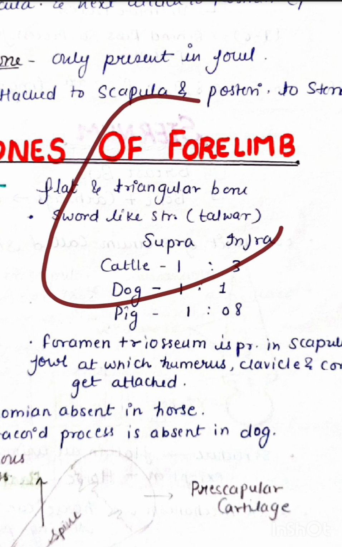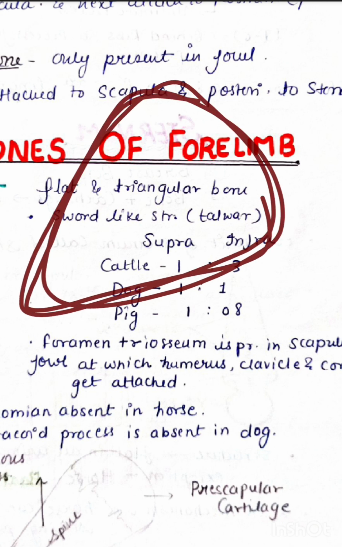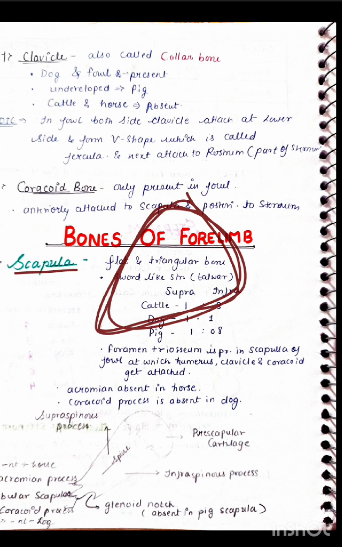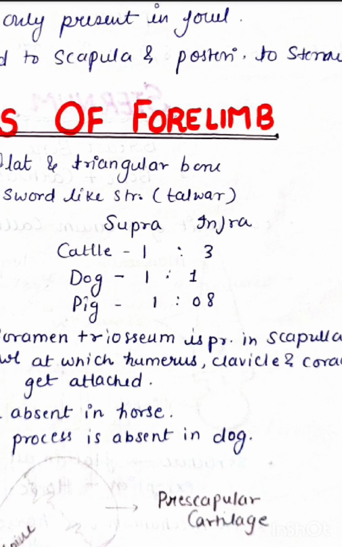So this is the triangular bone, and in between there is a spinous process. The upper part is known as the supraspinous process, whereas the lower part is known as the infraspinous process. There are different ratios present in different animals. In cattle, the supra and infra ratio is 1:3, whereas in the dog this ratio is 1:1, and both supra and infra are equal. But in the pig, as we can see, it is 1:8.